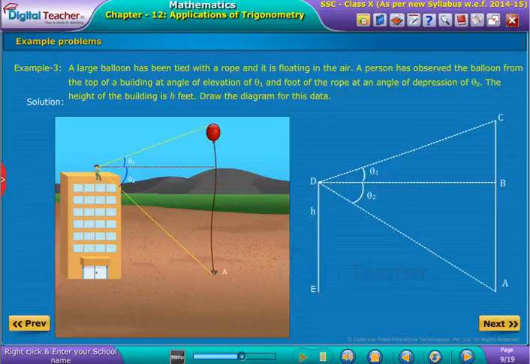Now, draw a line diagram as shown on screen such that AC is the height of the balloon, DE is the height of the building, and theta 1 and theta 2 are the angle of elevation and angle of depression respectively. From the figure, observe that angle BDA is equal to angle DAE, since the angle of depression is equal to the angle of elevation.